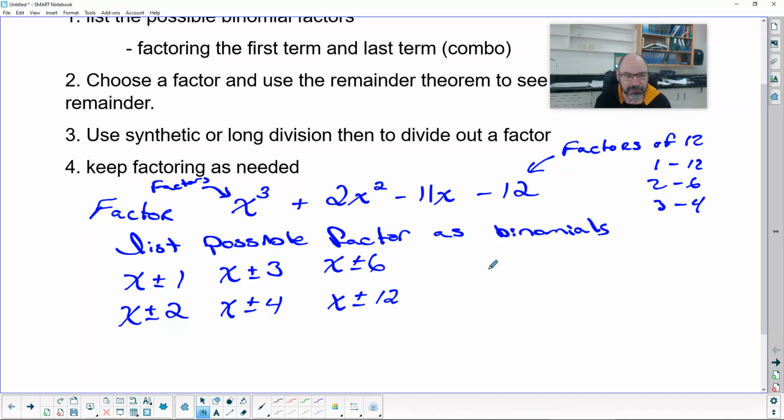Okay, so now this is where we have to do some guessing. Which one of these factors is going to work? X plus 1 or x minus 1? X plus 2 or x minus 2? So what we do in step number 2 is we choose one of those factors and we use the remainder theorem. Remember, the remainder theorem is you solve it to 0, plug it into the big equation, and if you get 0, it's a factor.